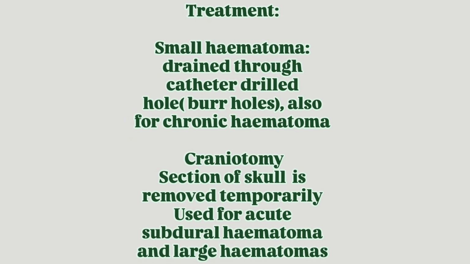Now coming to the treatment, the small hematomas are drained through a catheter through a drilled hole, that is known as the burr holes, and blood is allowed to drain through pipes. It is also used for chronic hematoma. Craniotomy, wherein a section of the skull is removed temporarily, is used for acute subdural hematomas and also for large hematomas.